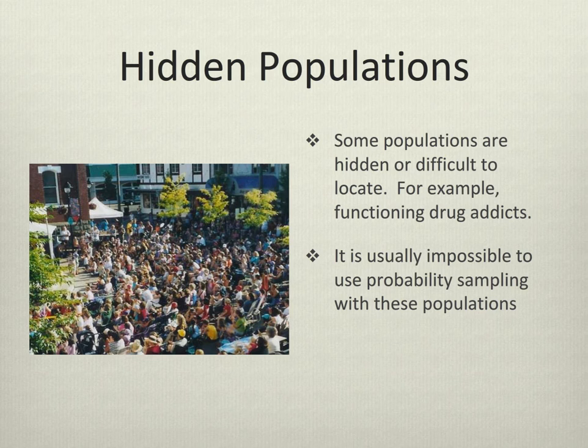Hidden populations. Some populations are hidden or difficult to locate, or there simply isn't a master list. This is true of a new phenomenon or any group for which there wouldn't be a master list. Groups like functioning drug addicts want to be hidden and present an extra challenge. On the other hand, for example, I wanted to interview women who played non-traditional sports. Well, there certainly isn't a list out there. I had to go out and make my own list. If you're in this sort of situation, you probably can't use a probability method.